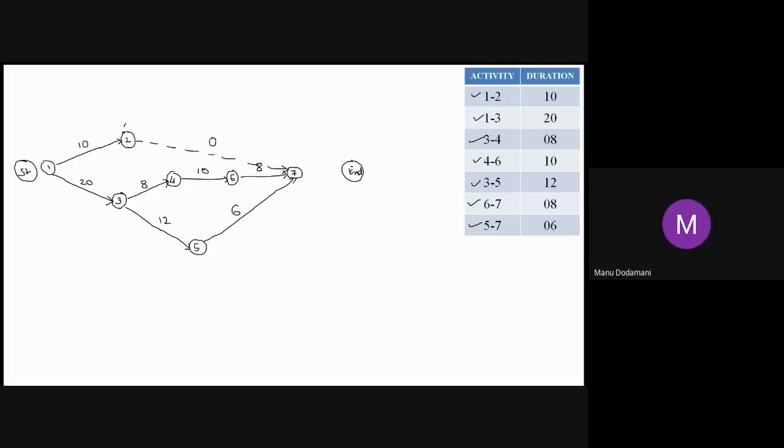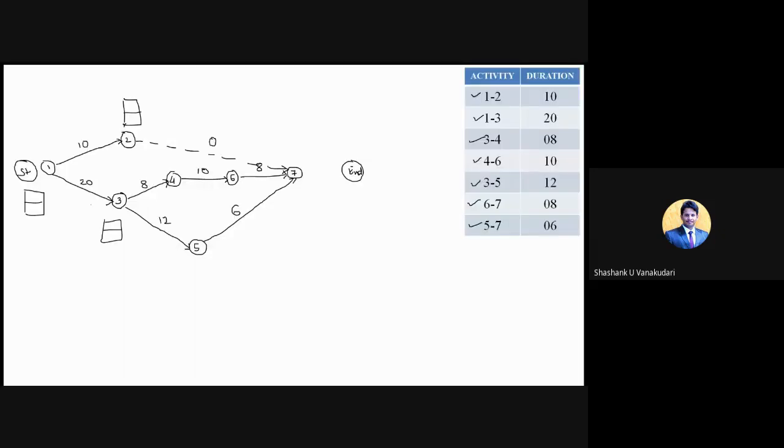Yes, sir. Now again the procedure is similar. What you need to do? You need to put a box for each and every node. Clear? And before that, you need to find out different paths here. So how many different paths will be there?